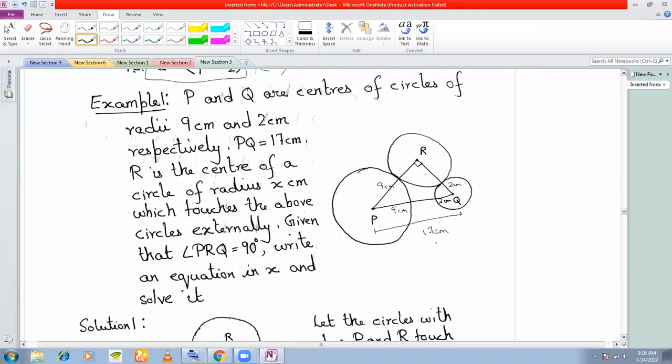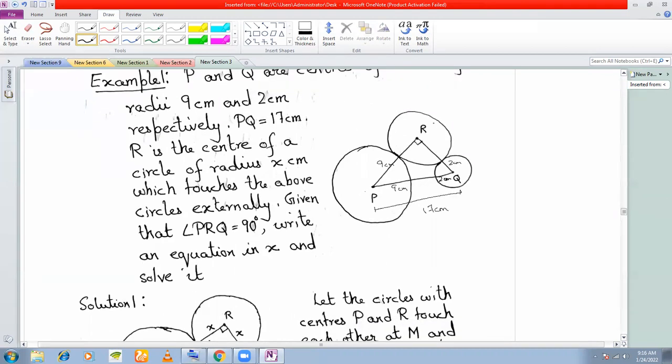Next, R is the center of the circle of radius x centimeter, which touches the above circles externally. That means this radius is given to be x centimeter. Given PRQ is 90 degrees, so this angle is given to you as 90 degree. Write an equation in x and solve it. So basically, we have to find out the radius of the circle with center R.